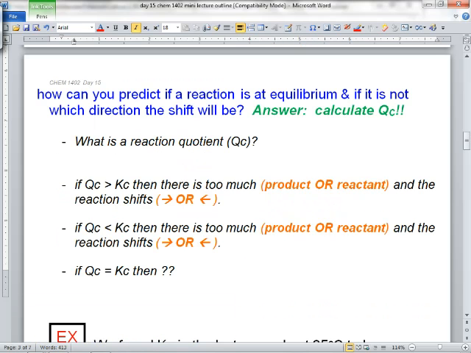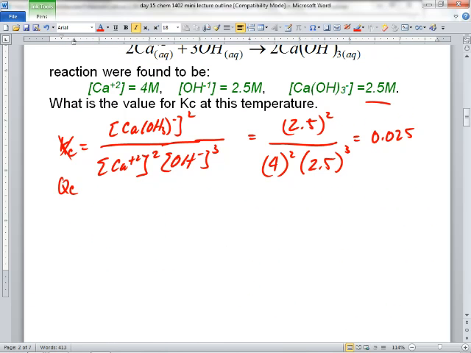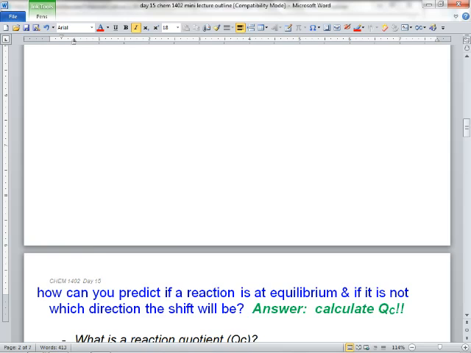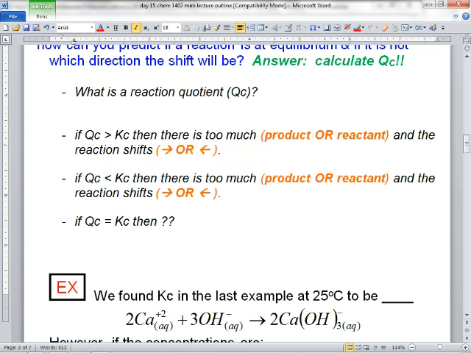Calculate a Qc. We could have done that in that last problem. All that would have changed is, hey, you're not at equilibrium. So you calculate a Qc, and then you compare it to the actual equilibrium constant, Kc. They're going to give that to you every time. So you go through the math and get your Qc. You find out it's bigger than my Kc. Then I have too much product. I'm not at equilibrium.